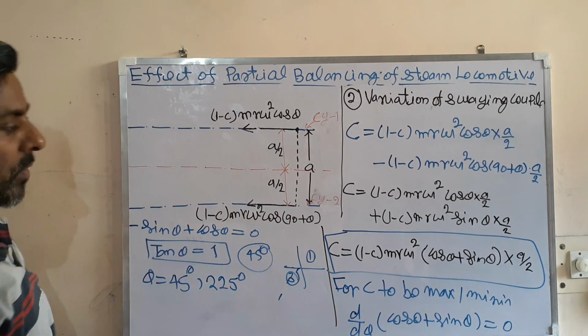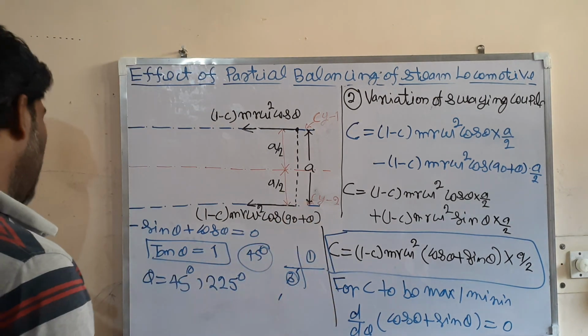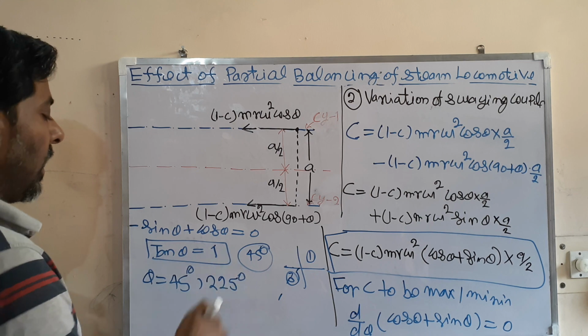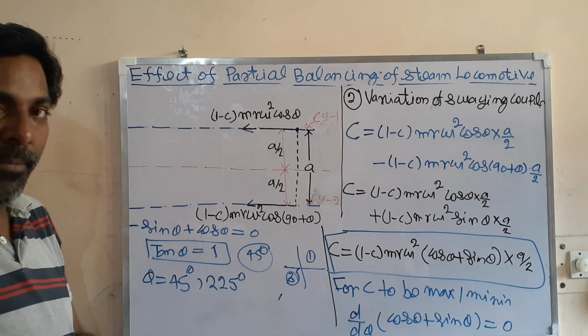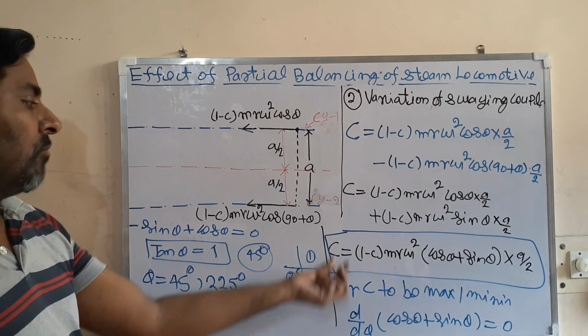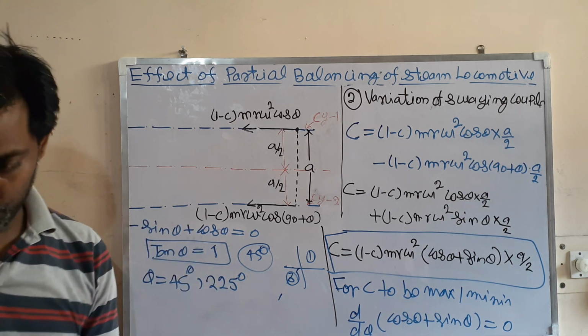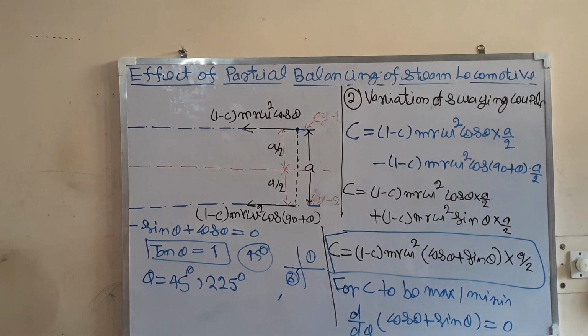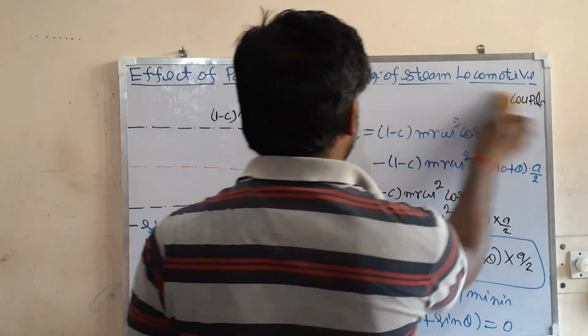So this swaying couple will be maximum or minimum at an angle of 45 degree or at an angle of 225 degree. So let us find out the value of C at these two angles. Then let us see what we are getting.